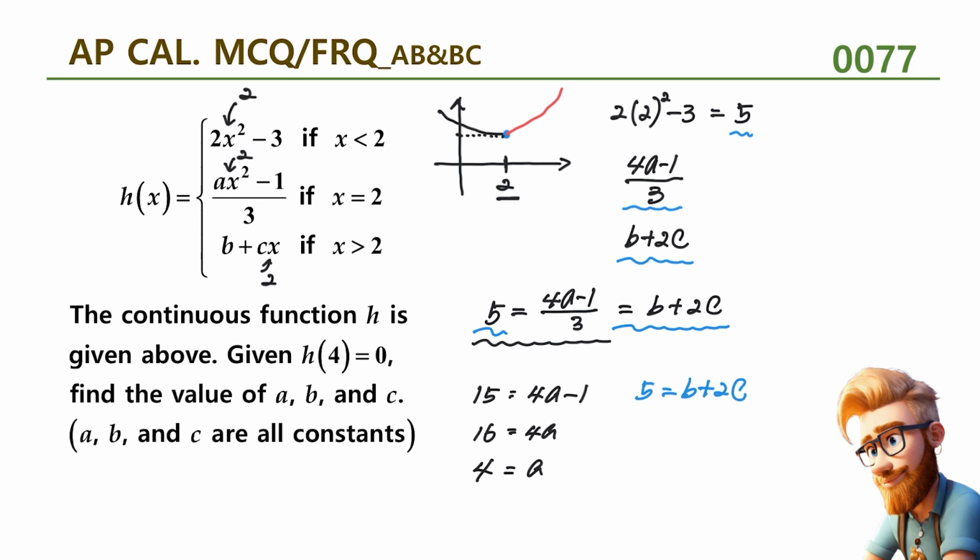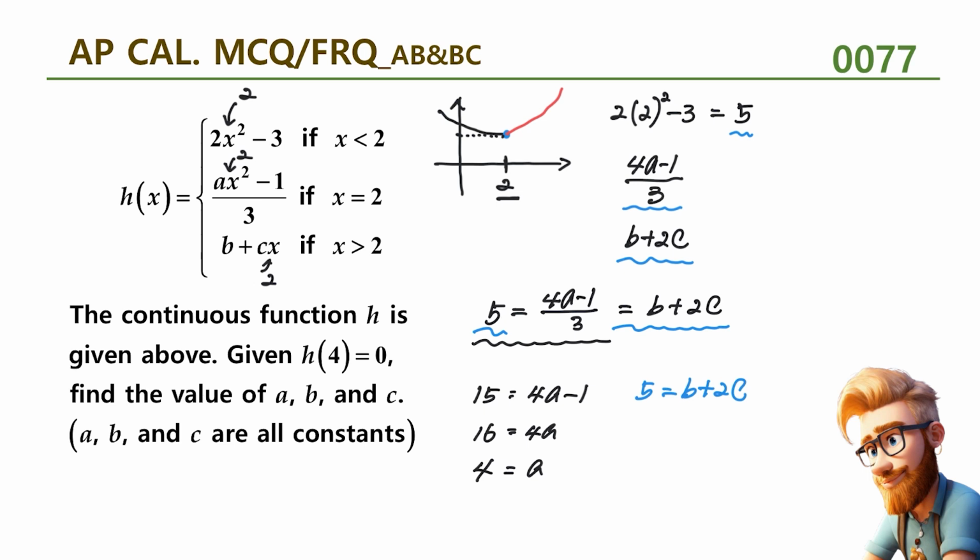And we have another equation, right? When we look at this problem right here, there's information here. h of 4 is equal to 0, right? So when x is equal to 4, the y value is equal to 0. We have to substitute 4 here, right? Because 4 is greater than 2. Does that make sense? So when we substitute 4 here, the h value is equal to 0.